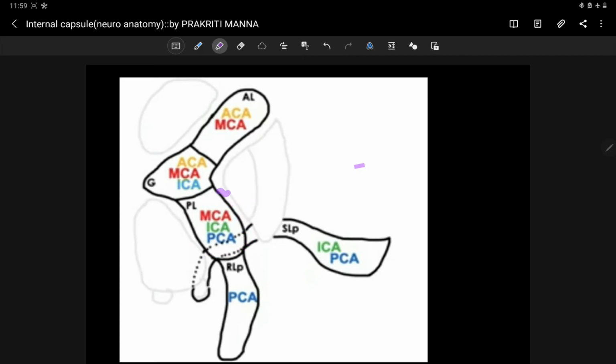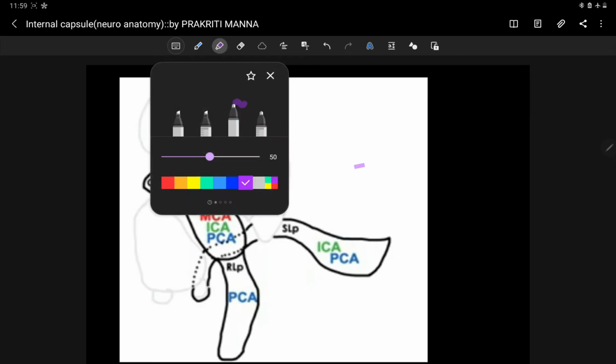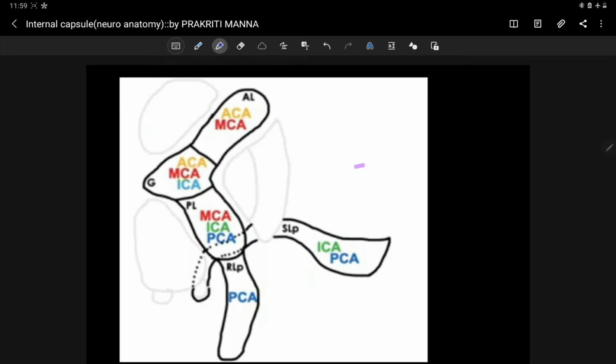You can see here this is the posterior limb. This is the sublentiform part and this is the retrolentiform part of the internal capsule. Now let's start from the retrolentiform part. Your retrolentiform part is only supplied by PCA, the posterior cerebral artery. Next, this is your sublentiform part, which is supplied by PCA plus ICA.